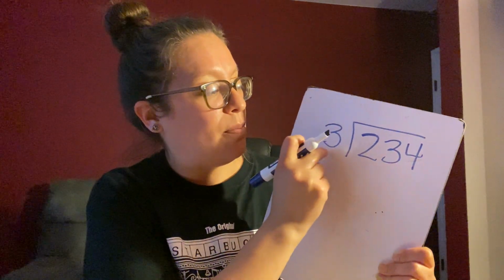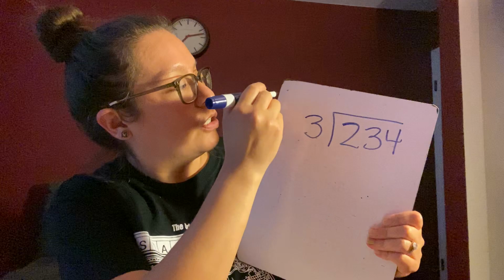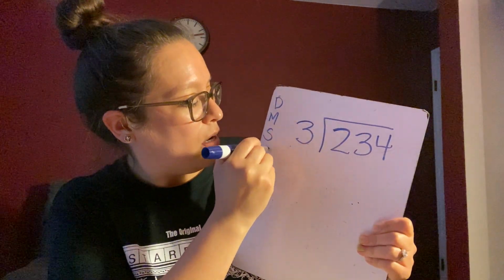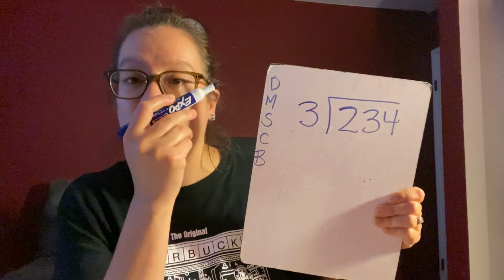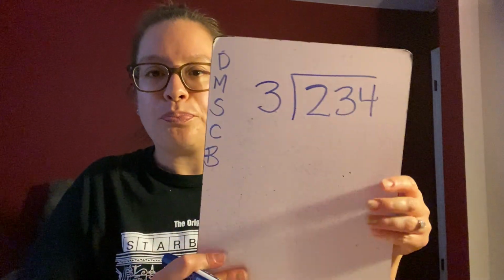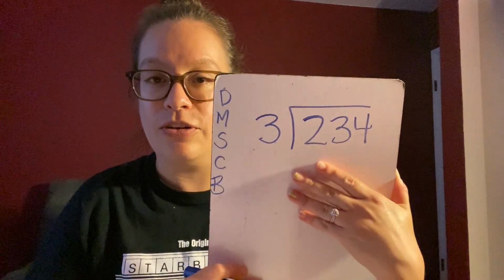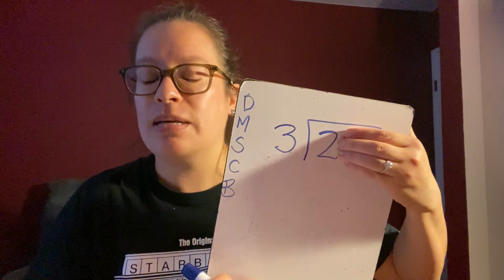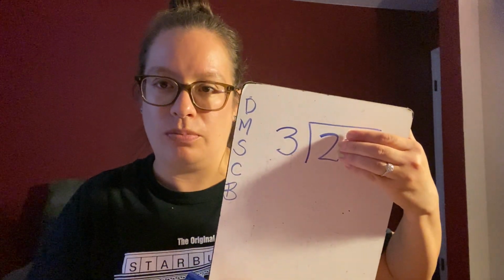So if I had the problem 234 divided by 3. Okay, let me just do my steps. Let's review again. Divide, multiply, subtract, check your work, bring down, and start over again, right? Okay, so when you have a problem like this with division, you want to take it digit by digit, the same exact way that we did with the other division problems.